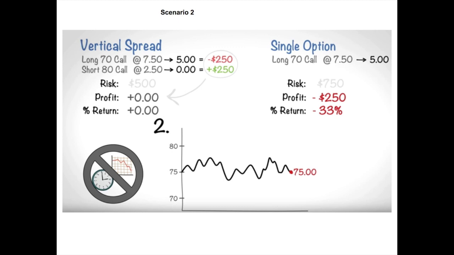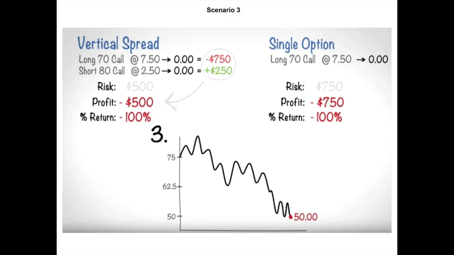Now let's compare that to a single option. We bought the long 70 call for again $7.50, which is now worth $5, and now you actually lose 33% because you lost $2.50 for each share, multiplied by 100, which is $250, and 250 is 33% of 750. So time decay was not an issue for the vertical spread.